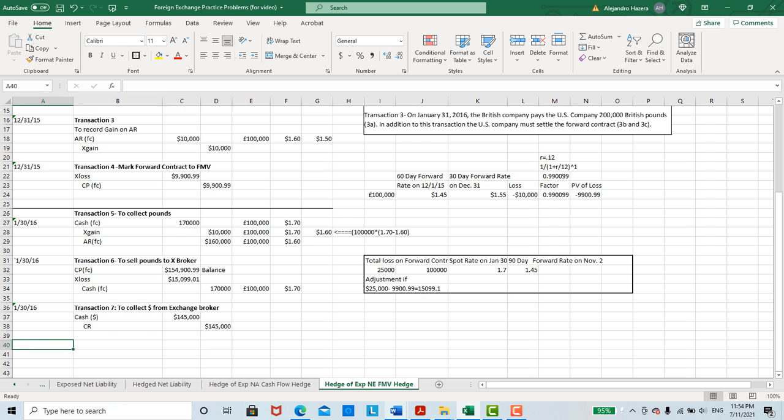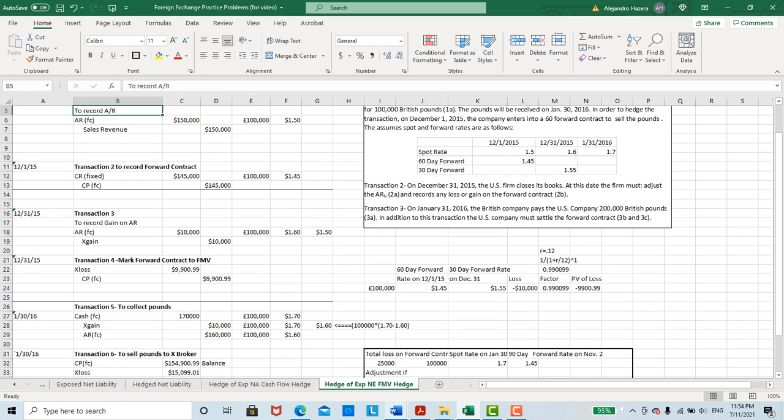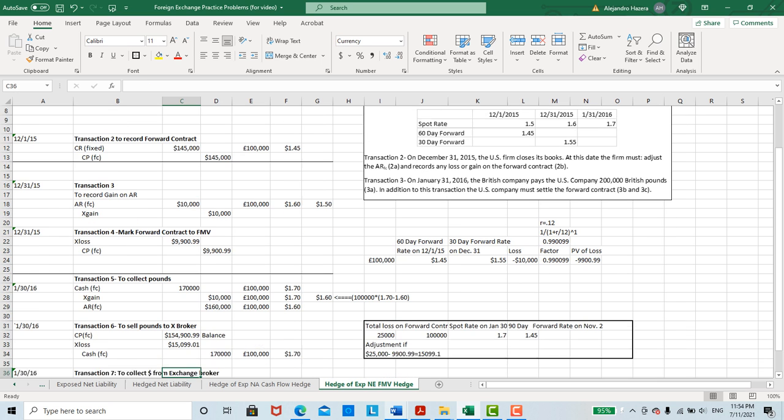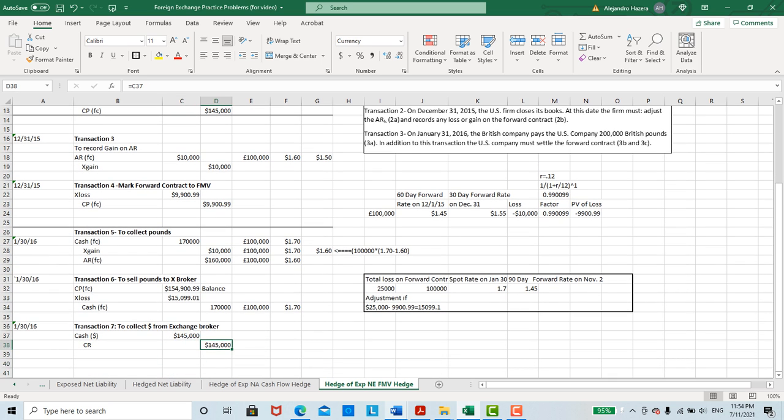Everything up here has cleaned itself out. It's not as complicated as the cash flow hedge. Everything has cleaned itself out. So the accounts receivable was 160. Accounts receivable is gone. The sales revenue gets closed like all revenue does. Contract receivable fixed, debit for 145 and credit for 145.